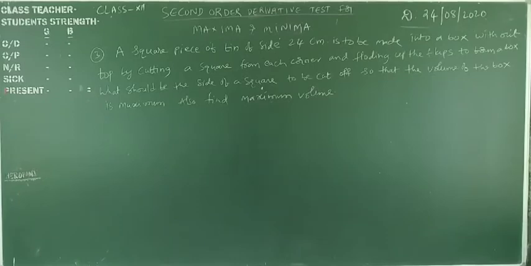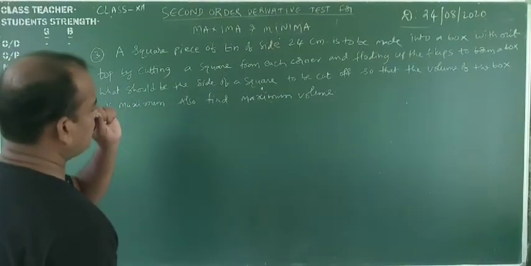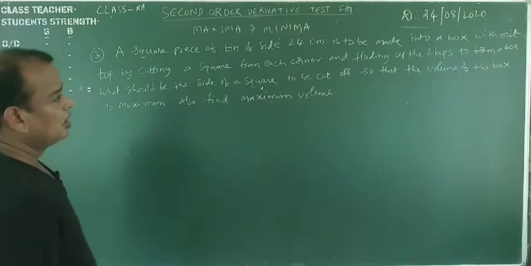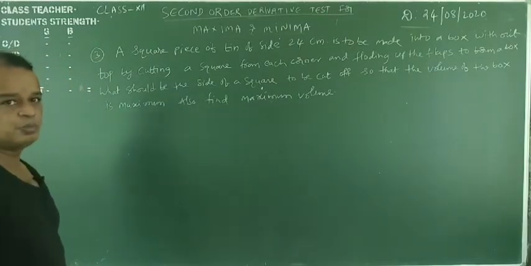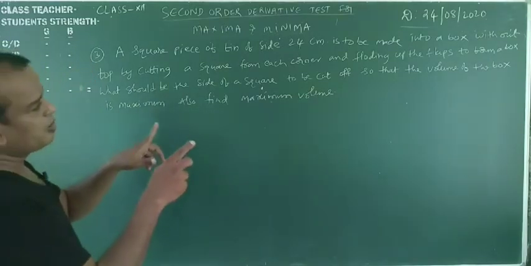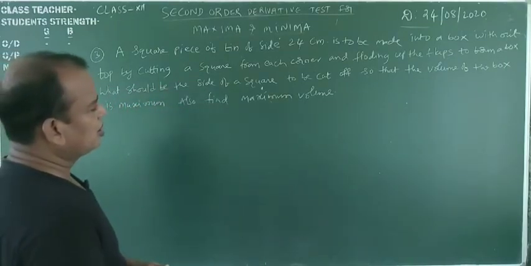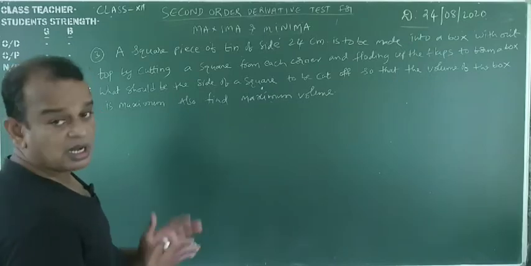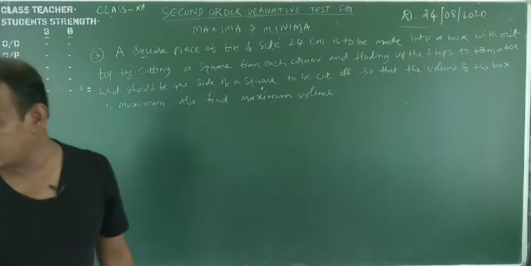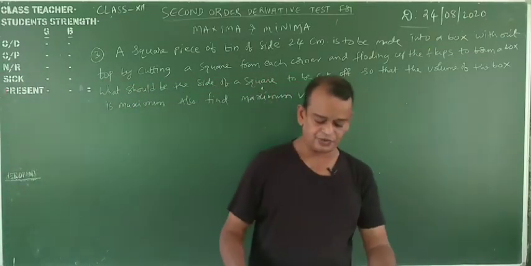Okay, my dear students, read that problem. What is the problem about? A square piece of tin of side 24 centimeters is to be made into a box without top, by cutting a square from each corner and folding up the flaps to form a box. Clearly it is given. We will take the example of how to do that. Now, for suppose, my dear students, no problem at all.